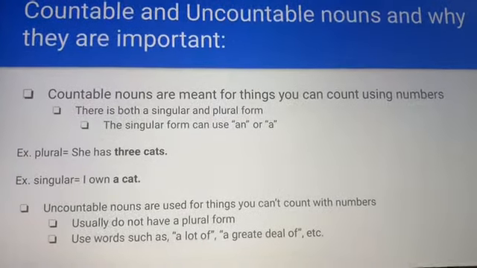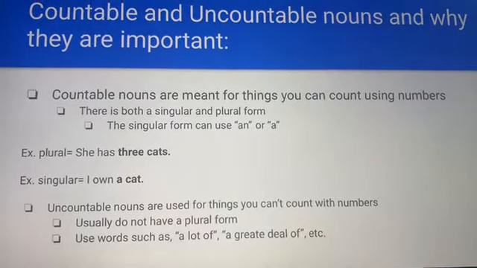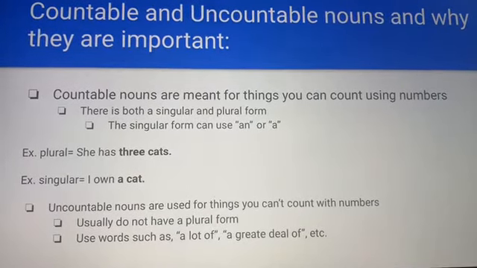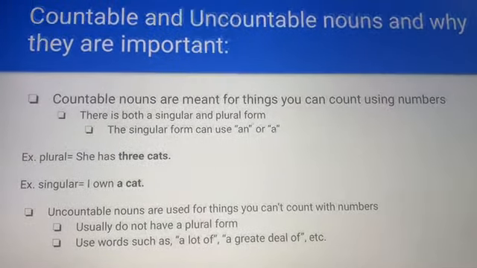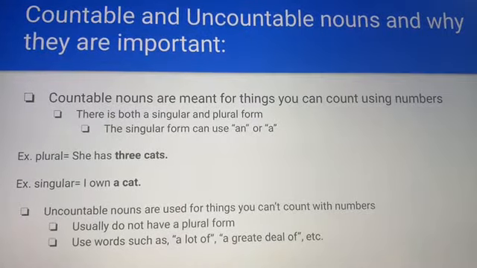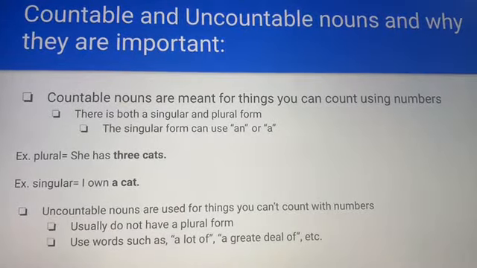On the other hand, uncountable nouns are used for things you can't count with numbers, and usually do not have a plural form. While using uncountable nouns, you will see words such as a lot of, a great deal of, and more. Where it's answering a question that's great in number, you'll see words such as many, much, a lot, plenty of, and more. An example of that is, there's not much work to do.